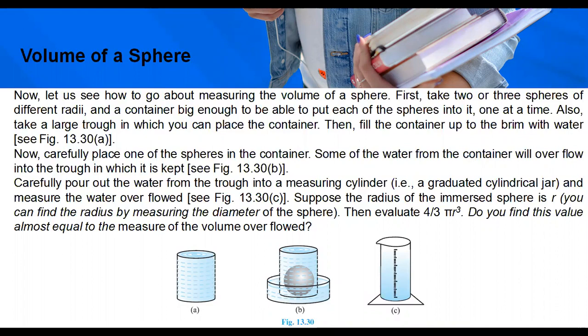The following material is required to find the volume of the sphere. We require a hollow spherical ball of known radius. We require a hollow cylinder having its height equal to twice the radius of the sphere and base radius equal to the radius of the spherical ball. And we require a container bigger than the cylinder to place the cylinder inside. And we require some water.